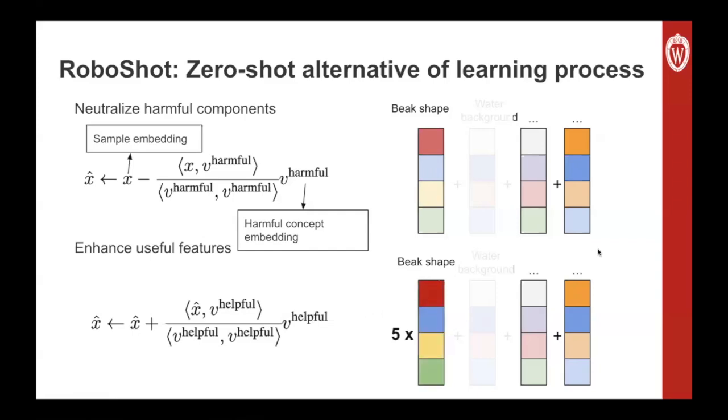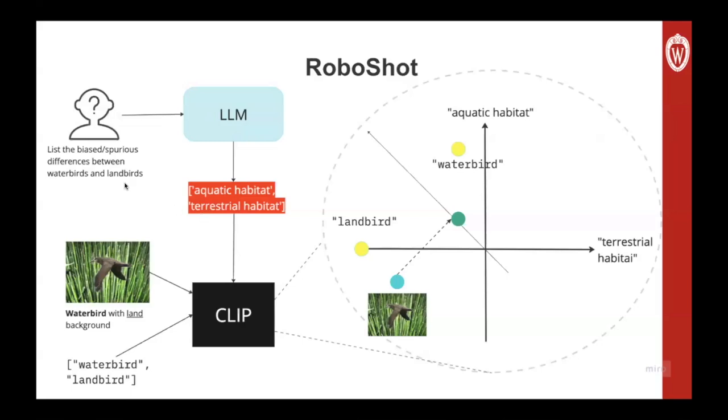So yeah, that's the whole pipeline from RoboShot, just to briefly recap everything. We always have the task description of what we want to do with the classification. So we just ask the LLM, "Hey, I want to do a classification between water birds and land birds. Can you give me the spurious differences?" And then we get the textual description of these spurious features, or also the useful features. And then we embed it into the embedding space of the same model that we want to make classification on.